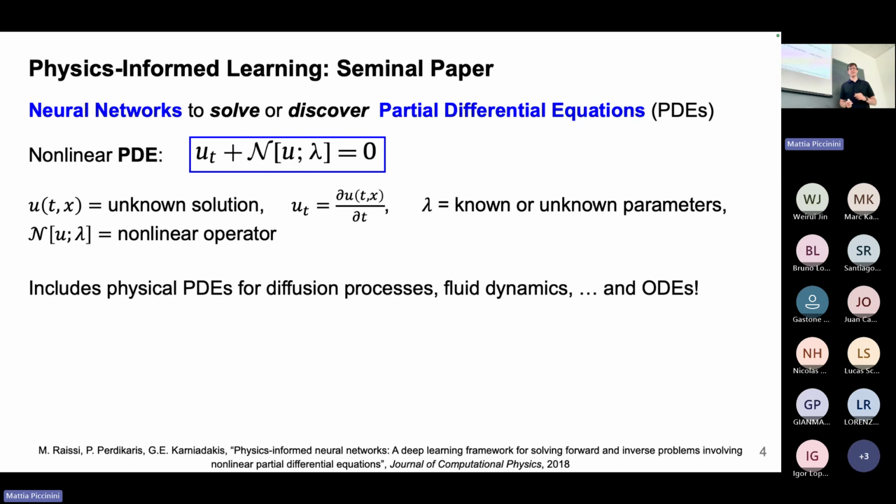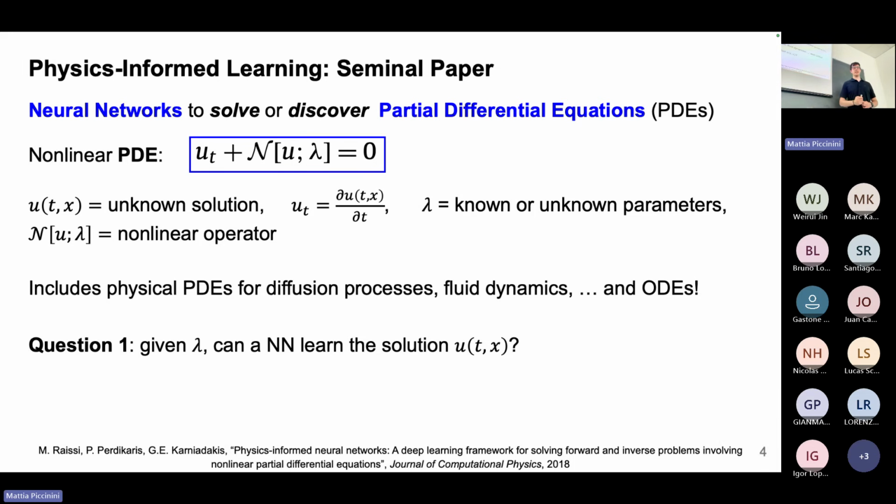But yeah, coming back here, this includes a lot of physical phenomena. With this PDE, you can model diffusion processes, for example, fluid dynamics. But more in general, any ordinary differential equation is of course contained in the set of partial differential equations, so it's a special case. So this category is actually quite broad.